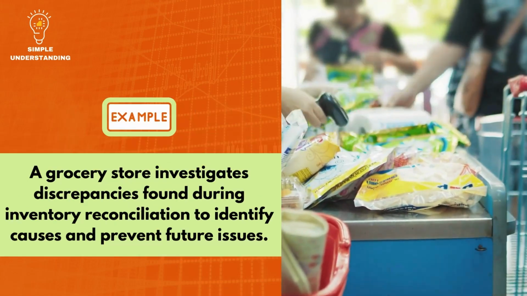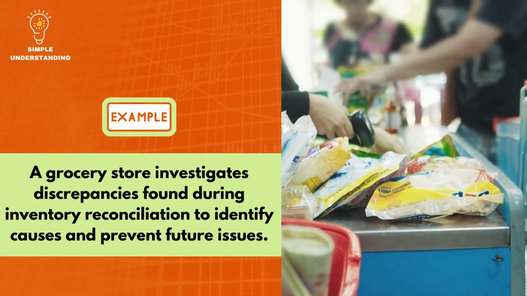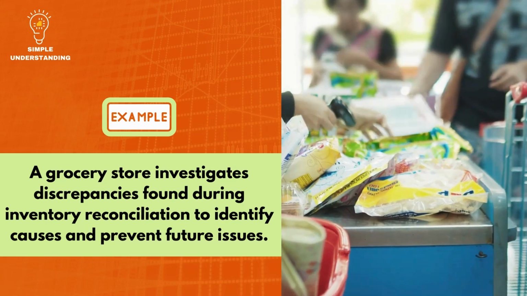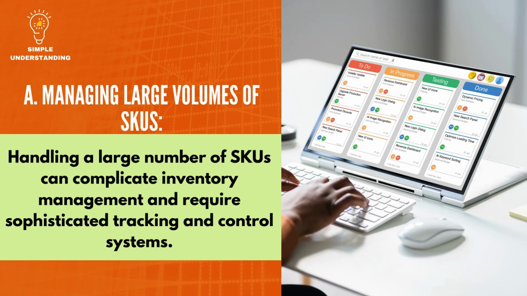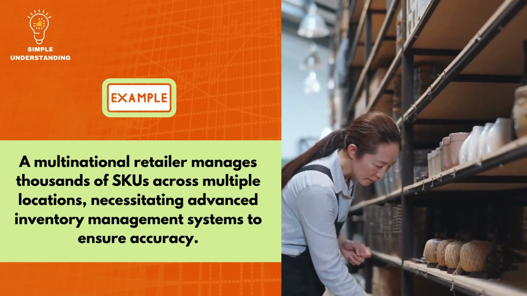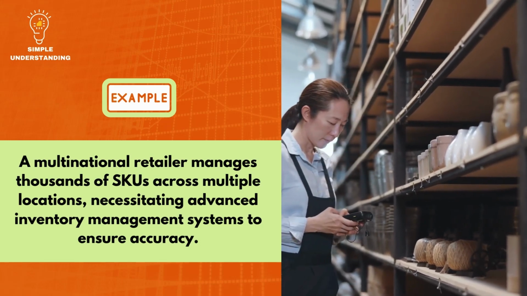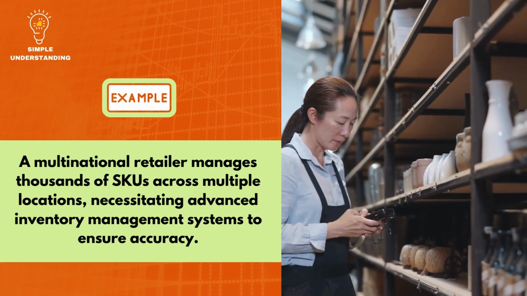Example: a grocery store investigates discrepancies found during inventory reconciliation to identify causes and prevent future issues. Challenges in itemized inventory management. A. Managing large volumes of SKUs. Handling a large number of SKUs can complicate inventory management and require sophisticated tracking and control systems. Example: a multinational retailer manages thousands of SKUs across multiple locations, necessitating advanced inventory management systems to ensure accuracy.